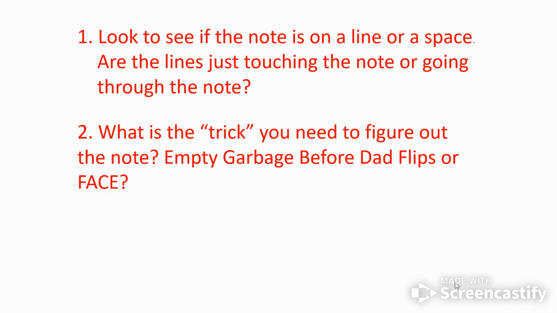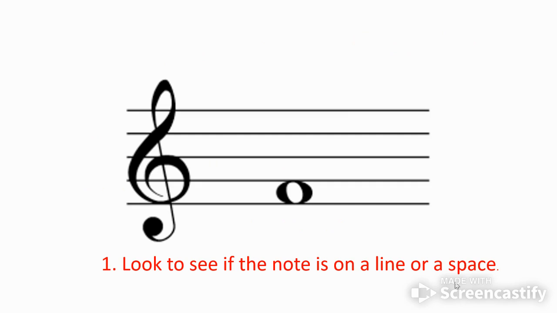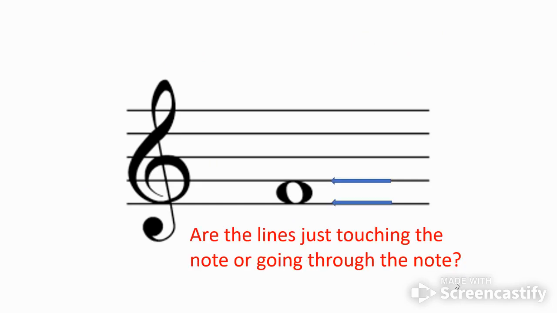So after you figure out if it's on a line or on a space, which trick do you use? Empty Garbage Before Dad Flips for the lines, or face, F-A-C-E, for the spaces. Now here's another clue. Face rhymes with space. Hopefully that'll help you remember which trick goes where. So then you start from the bottom and you stop when you get to the note. So let's test out my little directions.